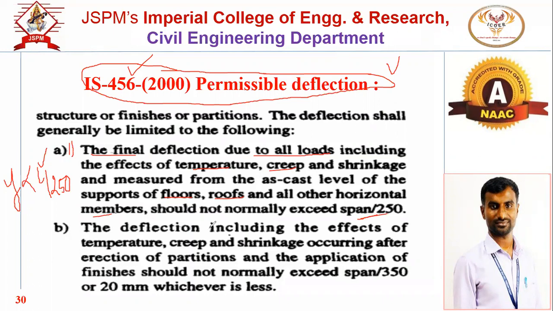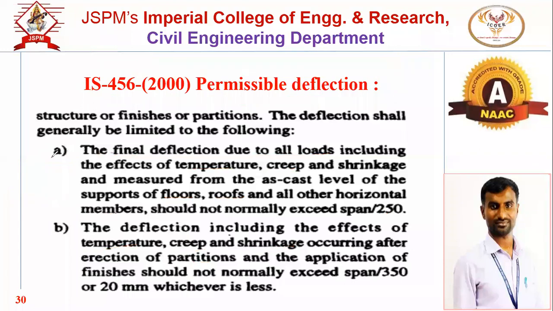The second clause is that deflection, including the effect of temperature, creep and shrinkage occurring after the erection of partitions and application of finishes, should not exceed L by 350 or 20 mm, whichever is less. First it is the final deflection due to all the loads, and the second clause is due to various effects, such as temperature variation, creep, shrinkage.